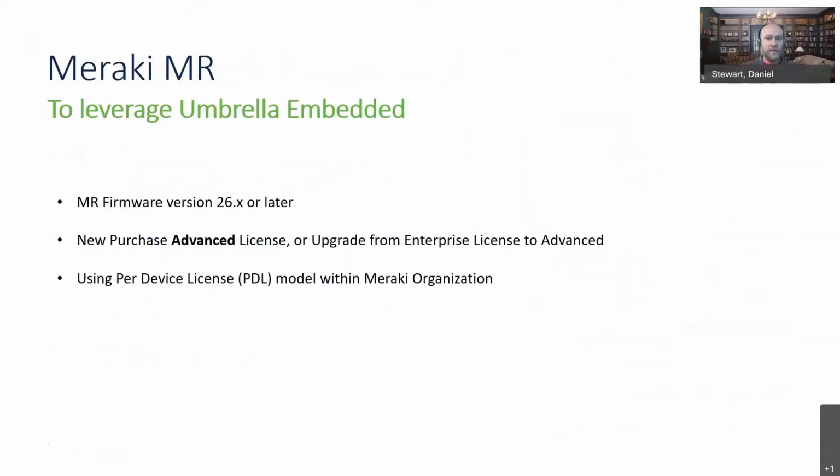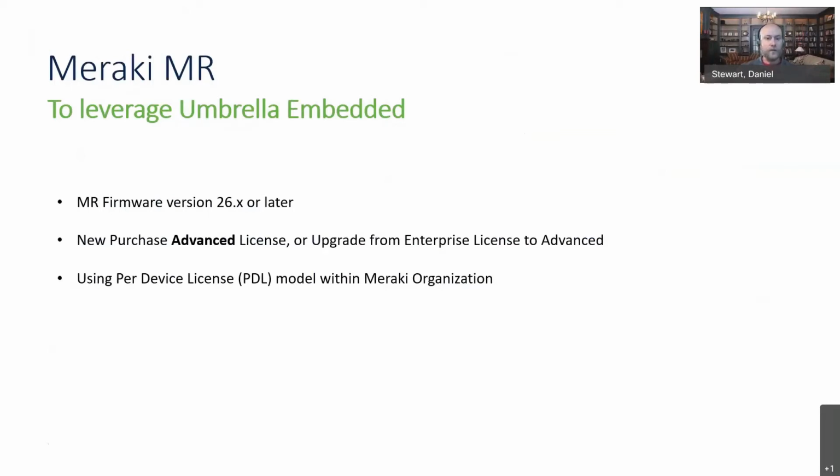So what is needed to leverage this advanced license option within your Meraki access points? You need to have one of the later firmware versions, so 26.x or later. You need to actually have the advanced license on your access points, either as a new purchase where you just buy the advanced license with your access points, or from a renewal standpoint, or midterm, you can upgrade from the enterprise license to the advanced.